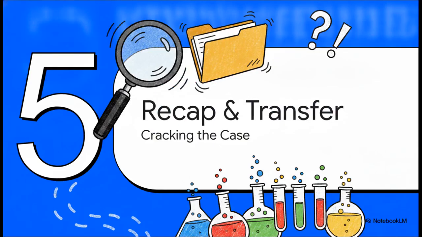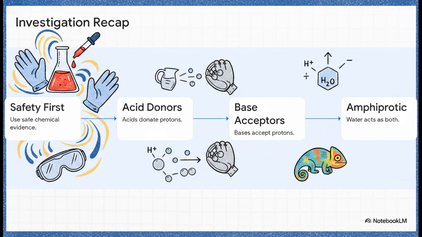Finally, Section 5, explainer recap and transfer. Let's wrap up this explainer. First, safety is paramount. We always use chemical evidence like indicators, absolutely no tasting. Second, Bronsted-Lowry acids are our proton pitchers. Third, bases are the catchers. And fourth, water is amphiprotic, meaning it's a versatile shapeshifter that can play both positions.